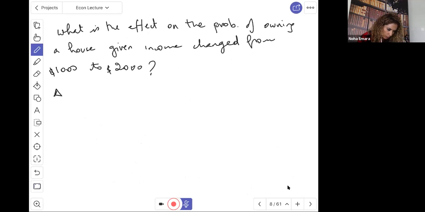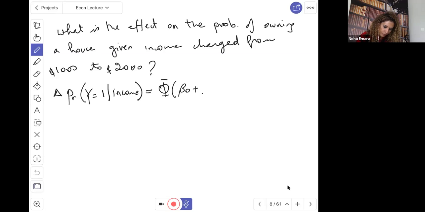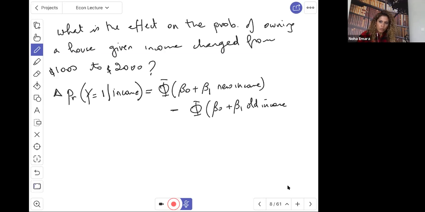What is the change in the probability of owning a house, or the probability that y is equal to 1 given a certain level of income? This one is computed as y after the change, which is beta naught plus beta 1 times new income, minus beta naught plus beta 1 times old income. And if I subtract these two, then I would be able to answer the question.